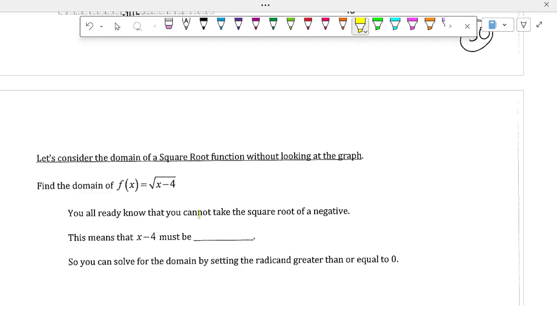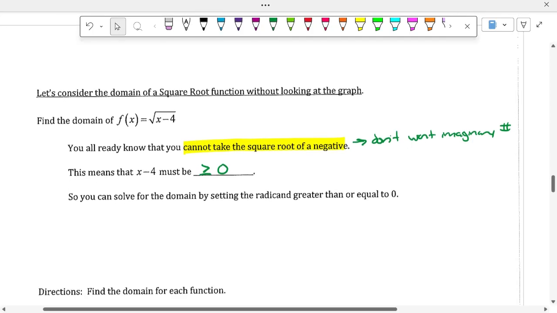We already know that we cannot take the square root of a negative. Specifically, we don't want imaginary numbers, which is what happens when you take the square root of a negative. That means x minus 4 has to be greater than or equal to 0, because 0 is our lowest real number that'll give us a perfect square. So we can solve that to get the domain.